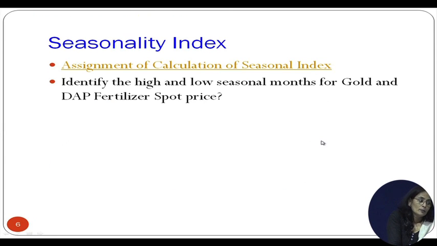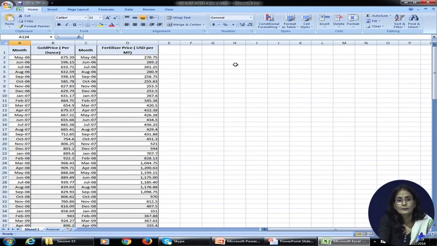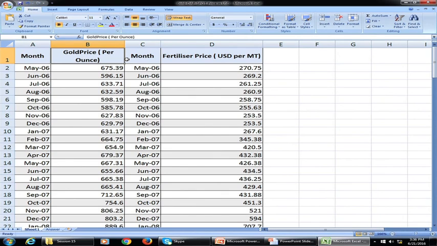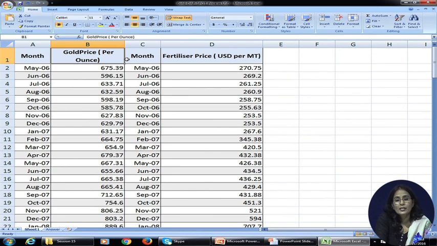Now, just as an exercise, this particular Excel file is available to you, and as you can see, this contains the gold price per ounce. All these are US dollar prices, the gold price per ounce of gold, and fertilizer price per metric ton in US dollars. These are the monthly prices.